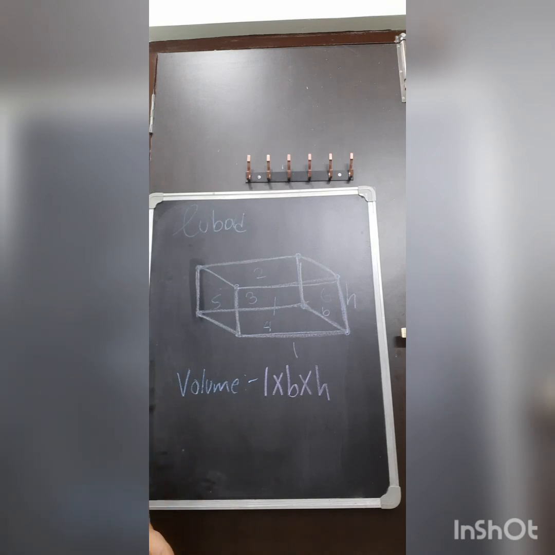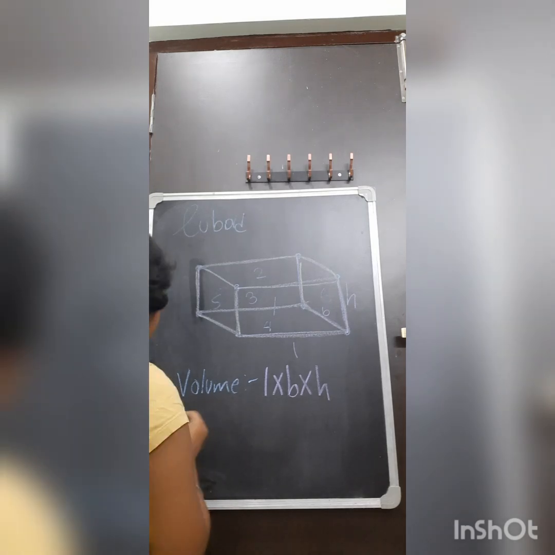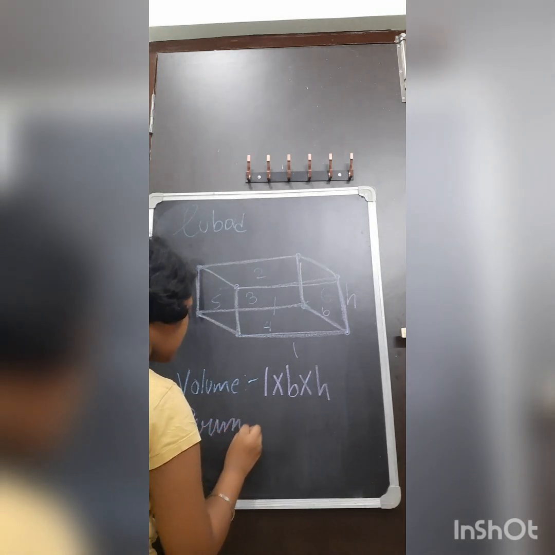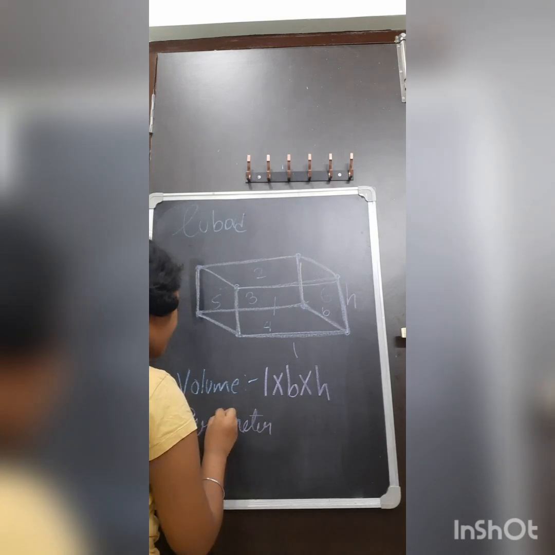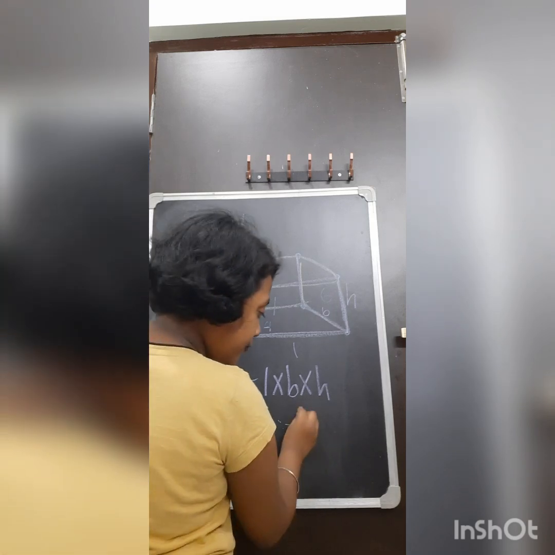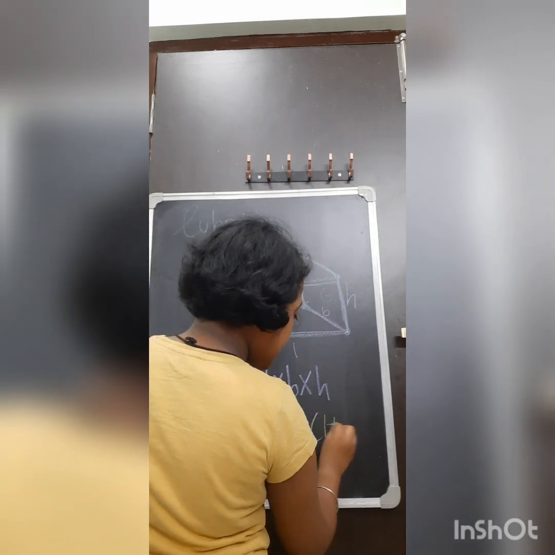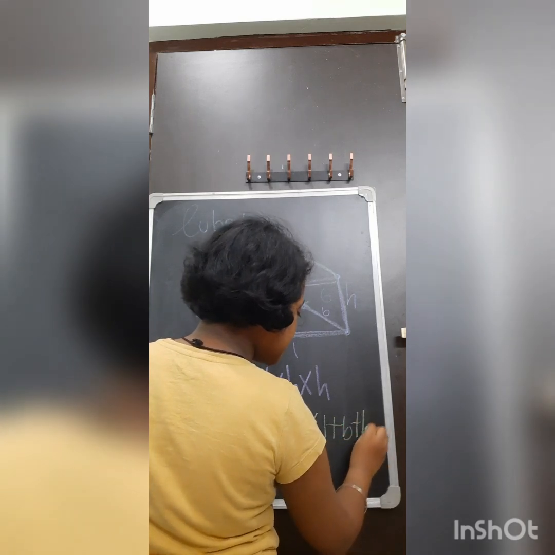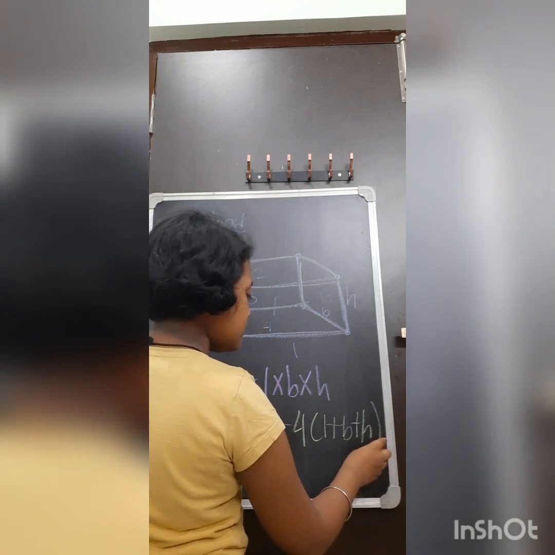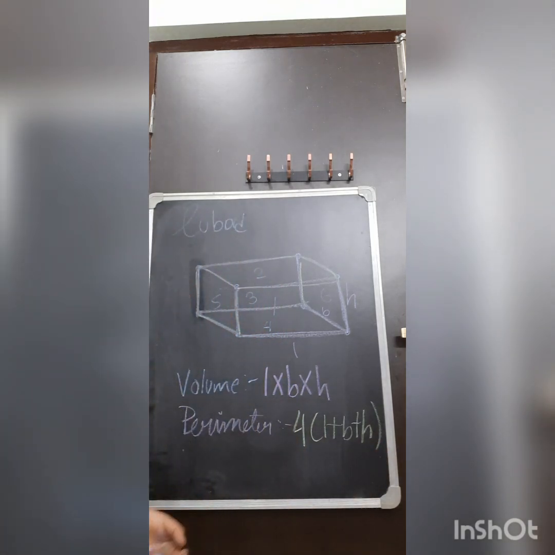And what is the formula for perimeter of cuboid? So the formula is 4 into L plus B plus H. So 4 into length plus breadth plus height.